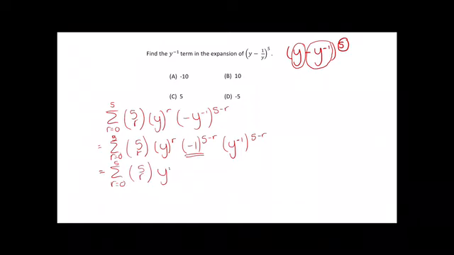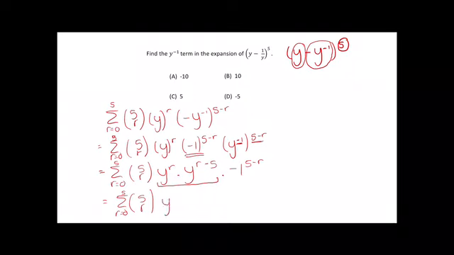We've got 5 choose r, y to the power of r, times by, and I'm going to put my y times together here. So I've got y to the r minus 5, times by negative 1 to the 5 minus r. These two parts can get combined. So I've got the sum from r equals 0 to 5, 5 choose r, y to the 2r minus 5, and I still need to times it by negative 1 to the 5 minus r.